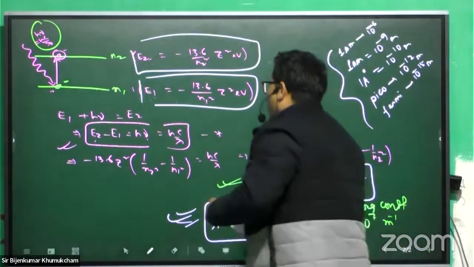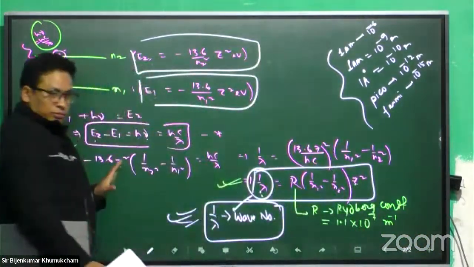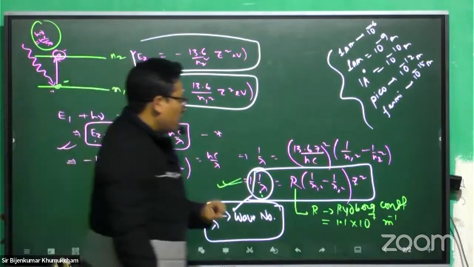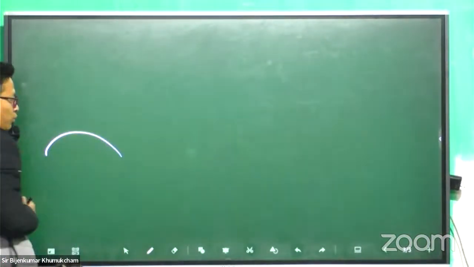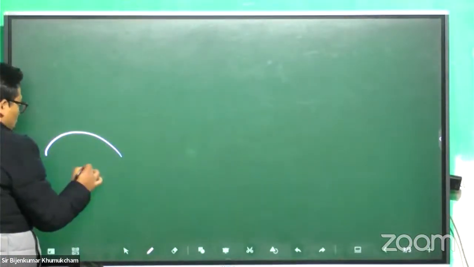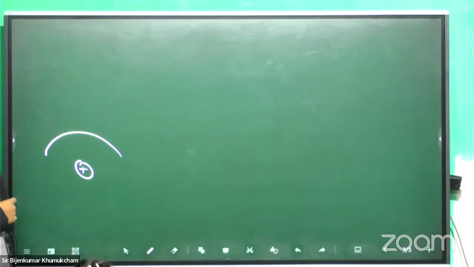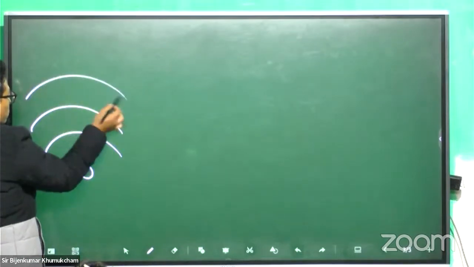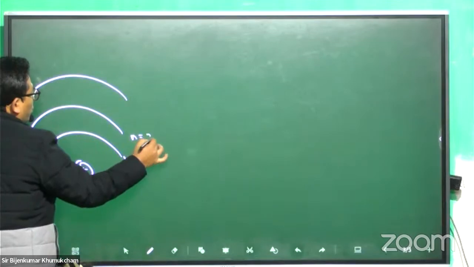Now you want to know the question: what power is it? I see the expression. Let's use some terms. Suppose this is your innermost shell. The innermost shell is n equals 1, then n equals 2, n equals 3.